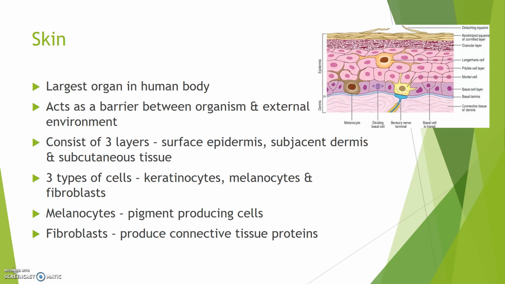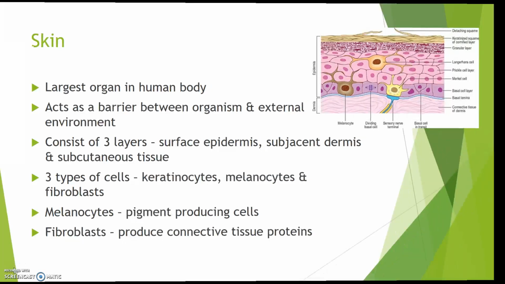The skin is the largest organ in the human body, and it acts as a barrier between an organism and its external environment. It consists of three layers: the surface epidermis, subjacent dermis, and subcutaneous tissue. Within these there are three types of cells: keratinocytes, melanocytes, and fibroblasts. Melanocytes are pigment-producing cells, and fibroblasts produce connective tissue proteins.